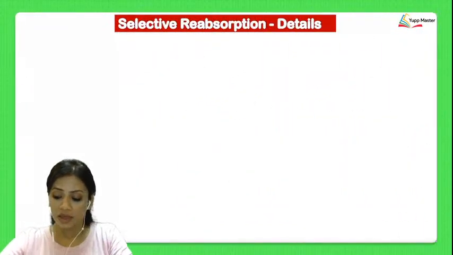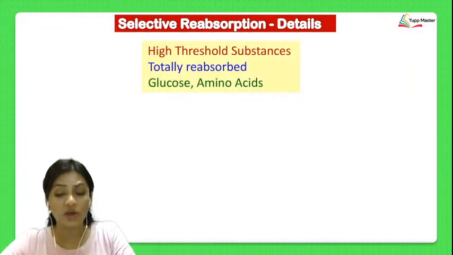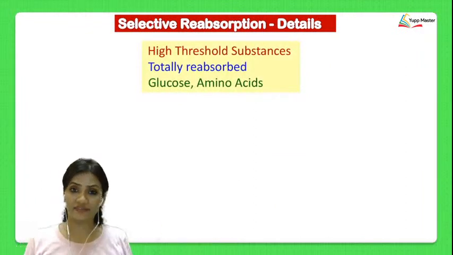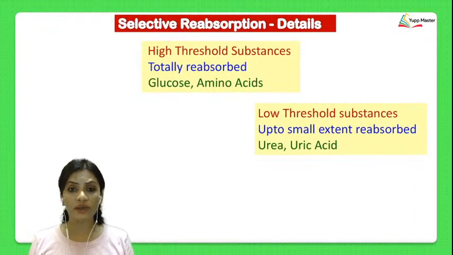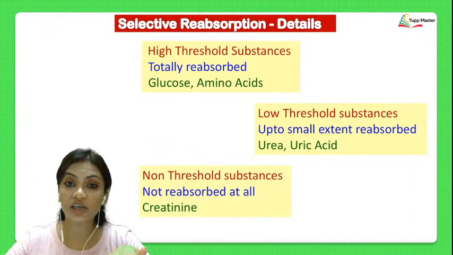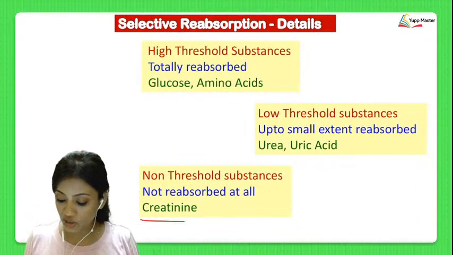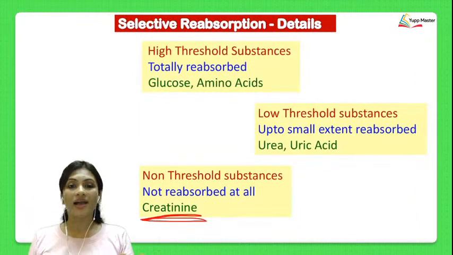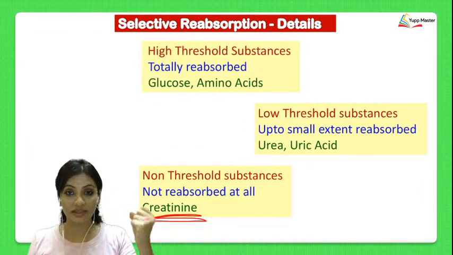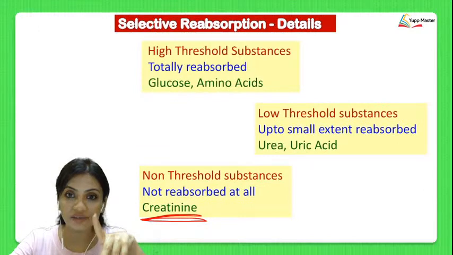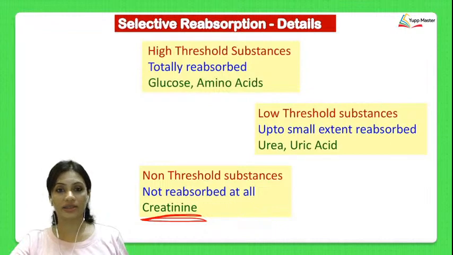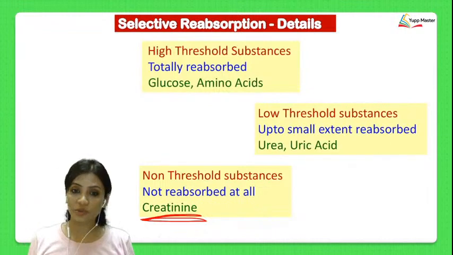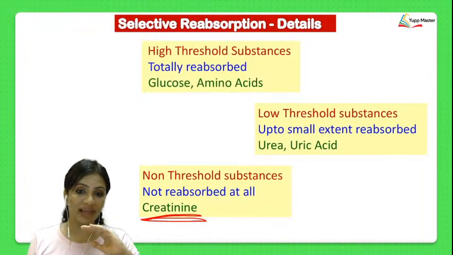Alright. So when we talk about selective reabsorption, what are the substances being reabsorbed to a massive extent? All of the glucose, all of the amino acids will be reabsorbed. Very low amounts of urea and uric acid will be reabsorbed. And the substance which is completely not reabsorbed is called creatinine. What is creatinine? It is a waste which is formed when your muscles are being used. So creatinine is something very toxic. However much creatinine is formed has to be thrown out through the kidneys. Okay, compulsory, it has to be thrown out. That's why we are saying that creatinine is not absorbed at all.